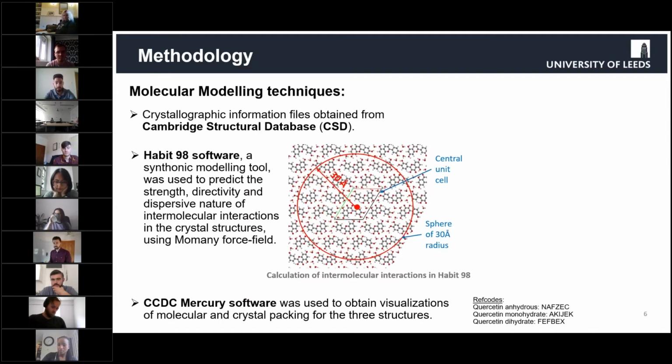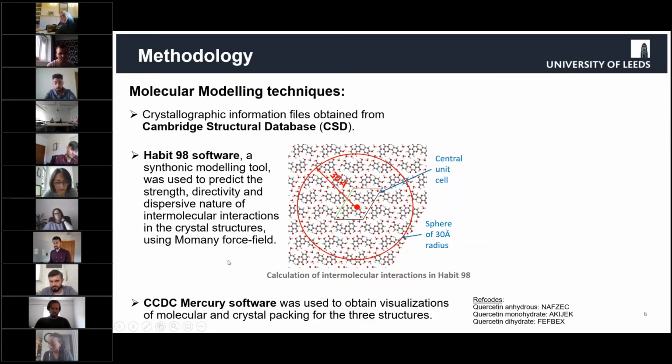For the molecular modeling methodology, I have been using a software called Habit 98. It is developed in the University of Leeds, and it is a synthonic modeling tool. Basically, it builds a series of unit cells in 3 dimensions, and it calculates the strength, the directivity, and the dispersive nature of the intermolecular interactions between the central unit cell and all the other molecules within a sphere of 30 angstroms around that central unit cell.